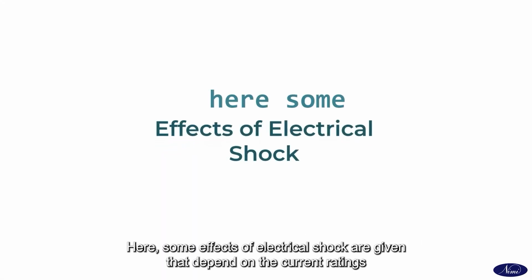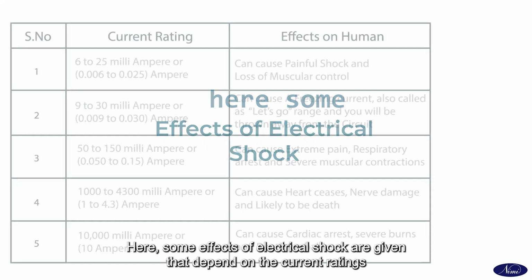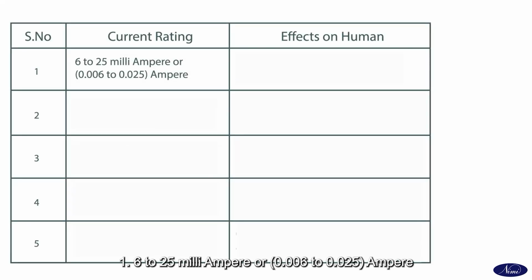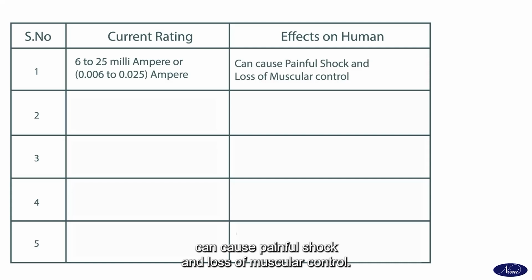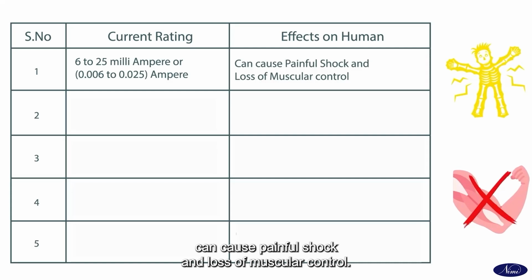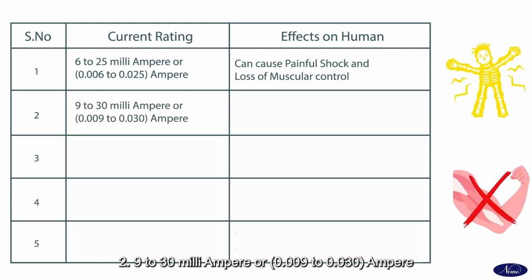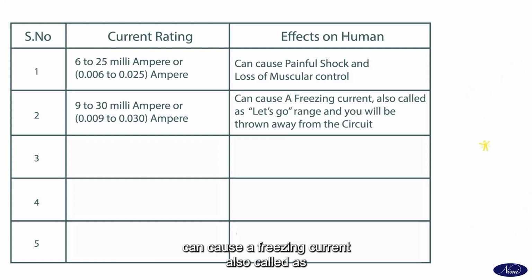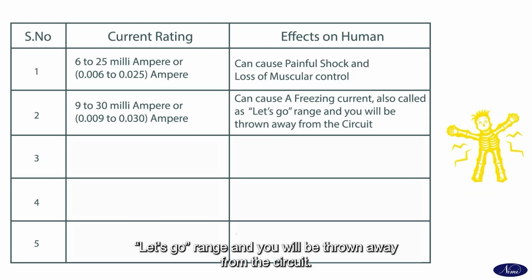Let's discuss the effect of electrical shock on humans. Here, some effects of electrical shock are given that depend on the current ratings. 1. 6 to 25 milliampere or 0.006 to 0.025 ampere. Effects on the human can cause painful shock and loss of muscular control. 2. 9 to 30 milliampere or 0.009 to 0.030 ampere can cause a freezing current, also called the let-go range, and you will be thrown away from the circuit.